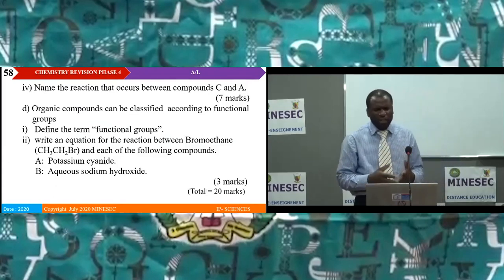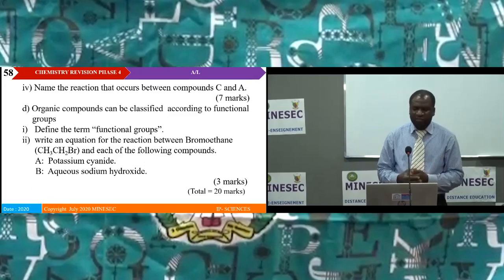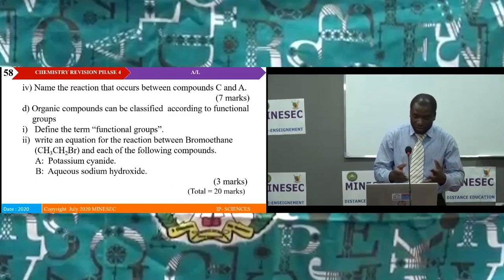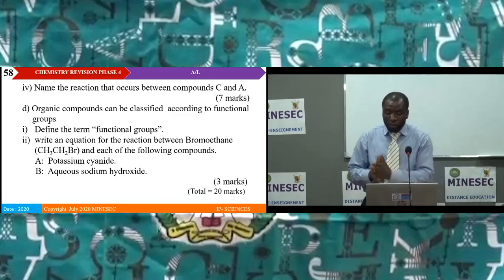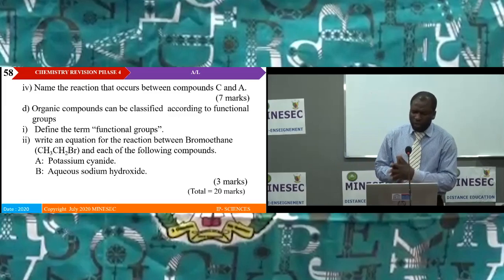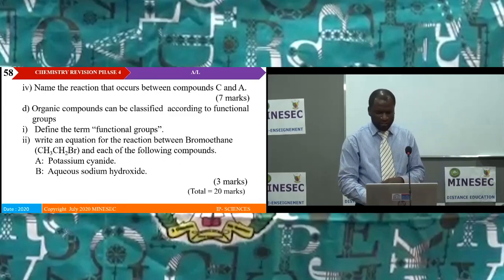D, organic compounds can be classified according to functional groups. 1, define the term functional groups. Roman 2, write an equation for the reaction between bromoethane, that is CH3CH2Br, and each of the following compounds: potassium cyanide and aqueous sodium hydroxide.